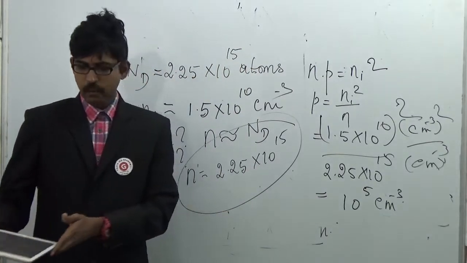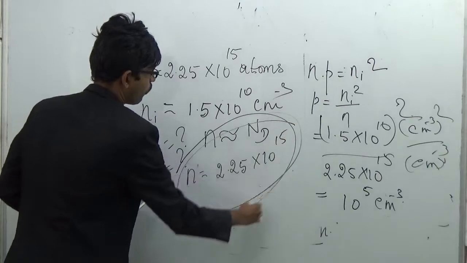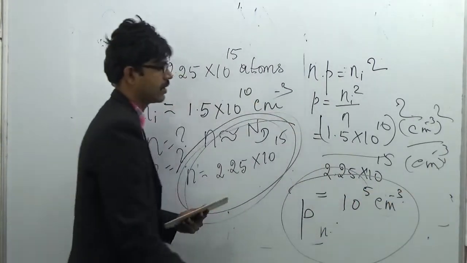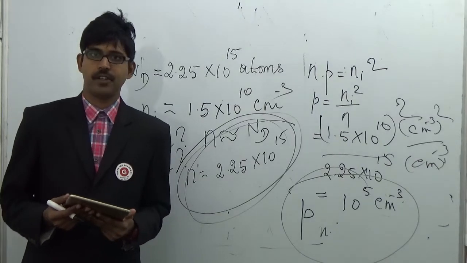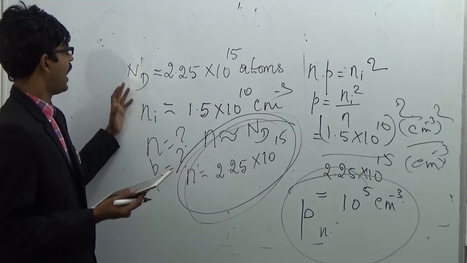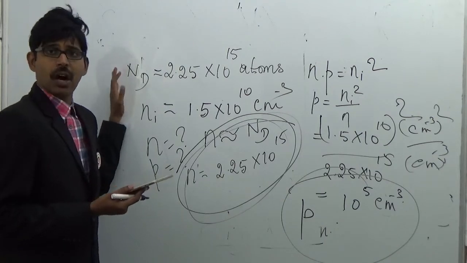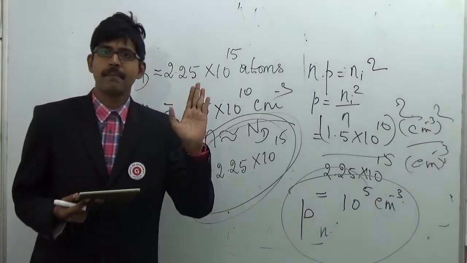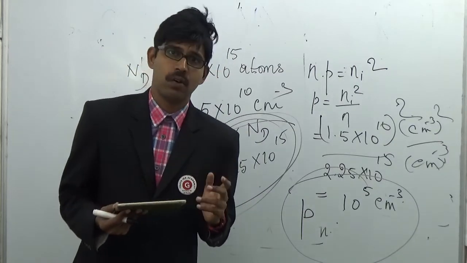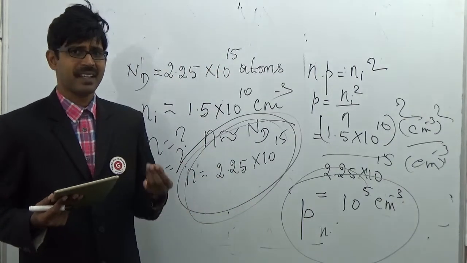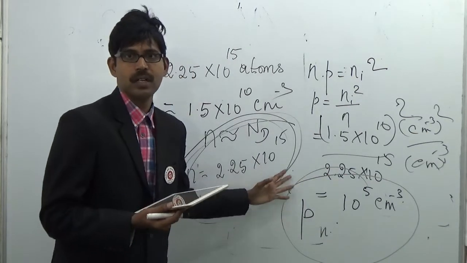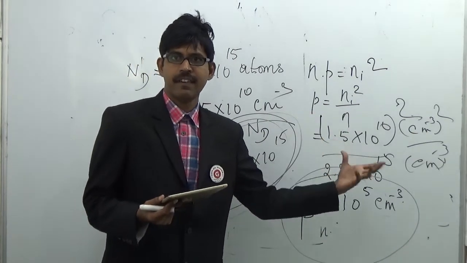Okay, so what is the electron concentration? 2.25 into 10 to the power 15. Hole concentration 10 to the power 5 per centimeter cube. Okay, so having given an intrinsic concentration and donor concentration or acceptor concentration, you must be in a position to find out the electron concentration as well as the hole concentration. It's very simple. It takes less than a minute to solve this, if only you know this simple fundamental formula.